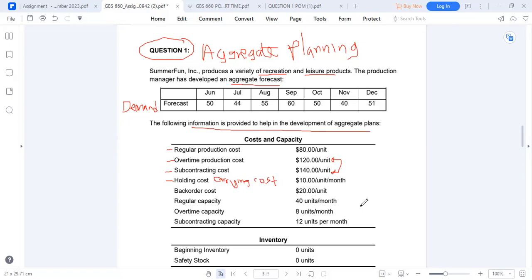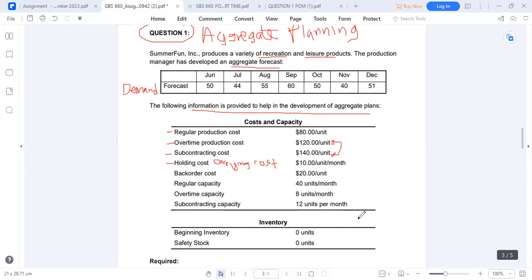Then we have the back order cost, which is $20 per unit. The regular capacity is 40 units per month. Overtime capacity is 8 units per month, and subcontracting capacity is 12 units per month. So this is the information that has been given. Now, the beginning stock is 0. The safety stock, also called the buffer stock, kept to cushion on demand units, is also 0 units.